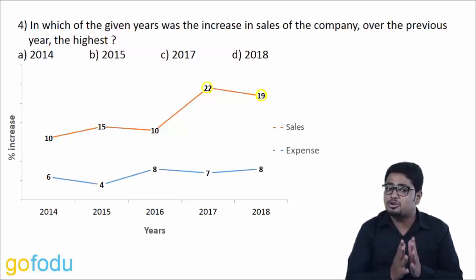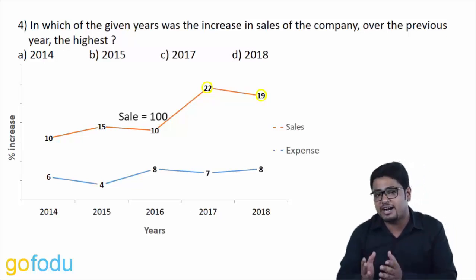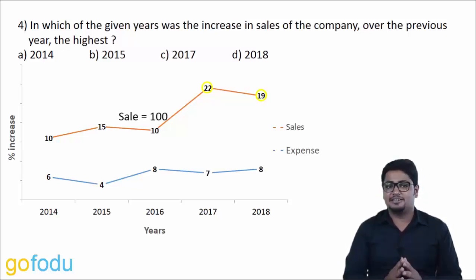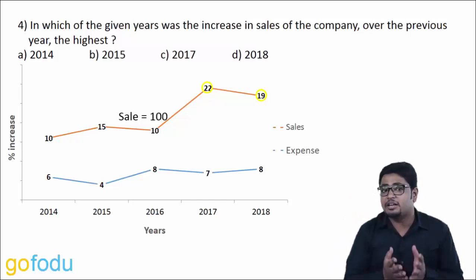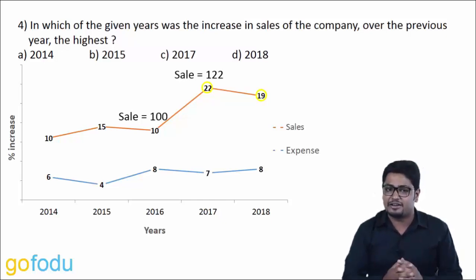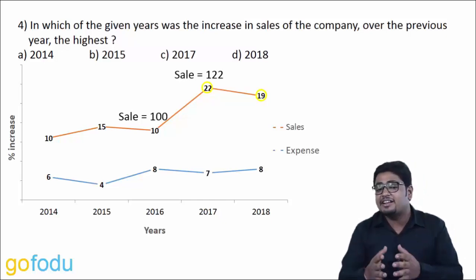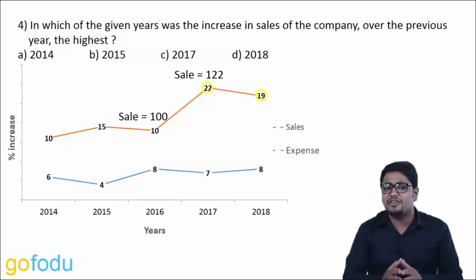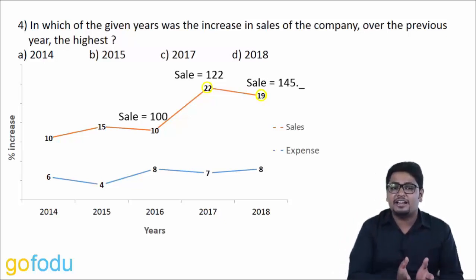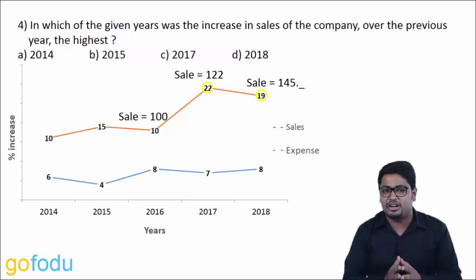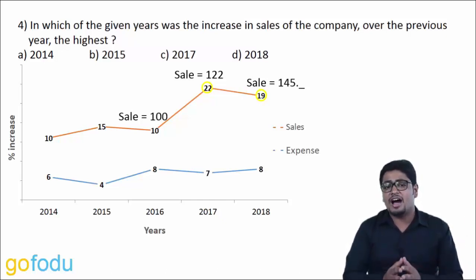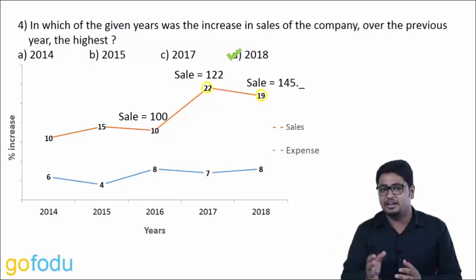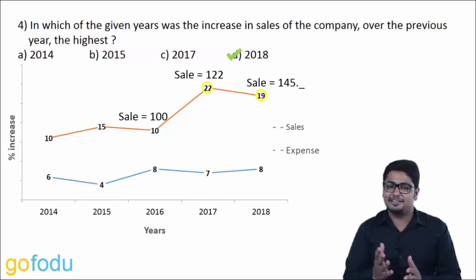So again, we assume sales to be equal to 100 in 2016. It increases by 22% in 2017. That means it becomes 122 in 2017. And then it increased by 19%, which will be somewhere near 145. Clearly, sales in 2018 has increased by more than 23, while that in 2017 has increased by only 22. So, the answer for this question is option D, 2018. Next.